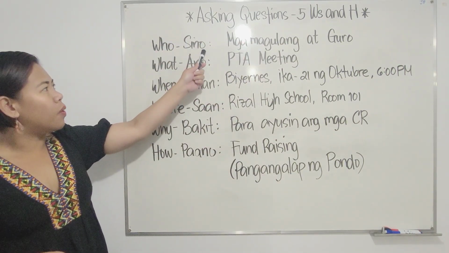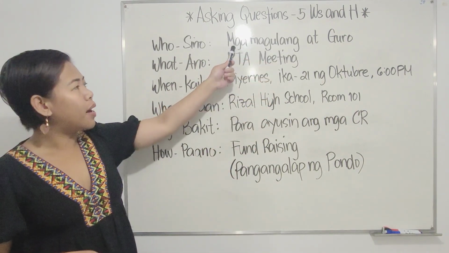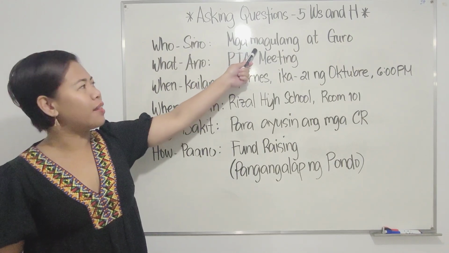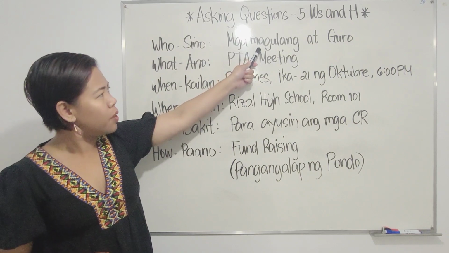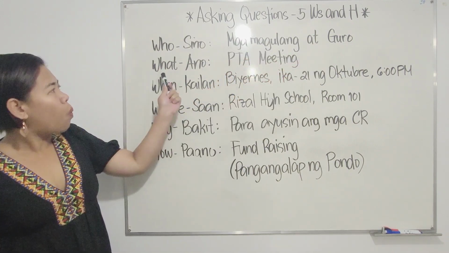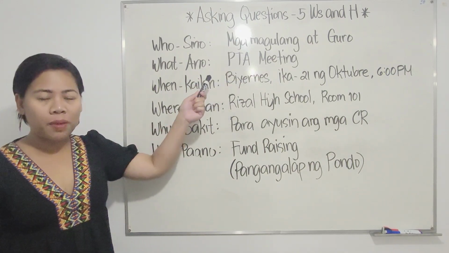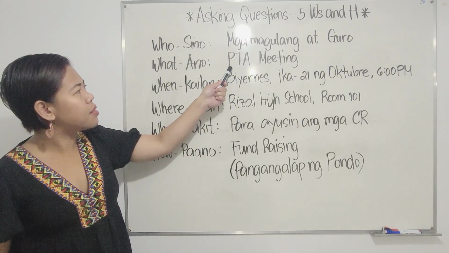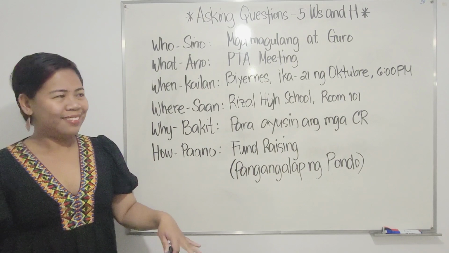Who or sino. So it says mga magulang at guro. Mga, so it's plural. Magulang is parents. I think we already discussed this word before. We encountered this. Magulang, and this one as well. Guro. What is this about? PTA meeting. So in the Philippines, we call this PTA meeting. Same here. So Parents and Teachers Association meeting.